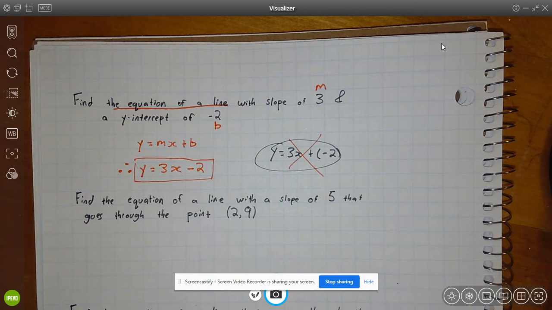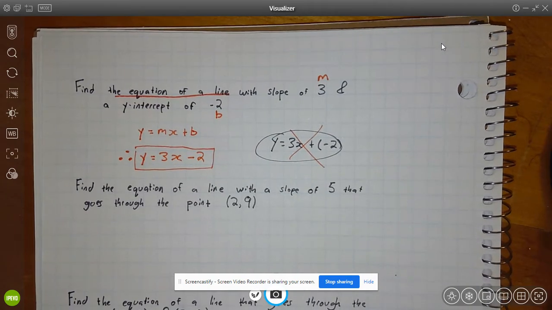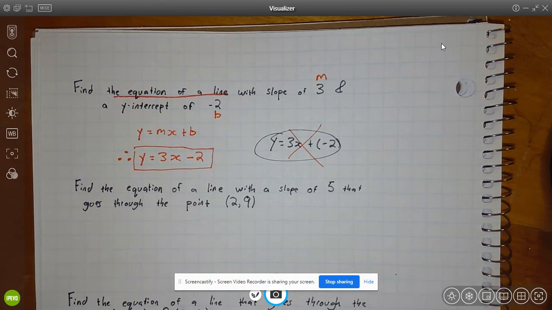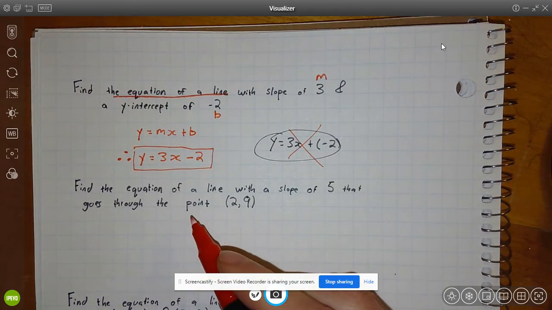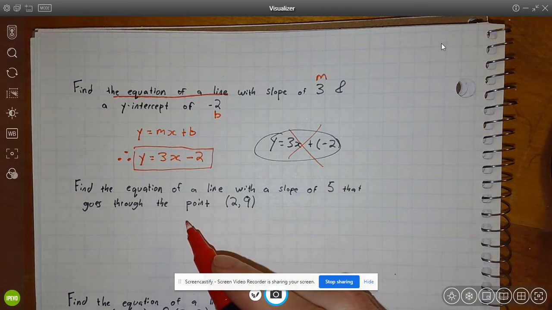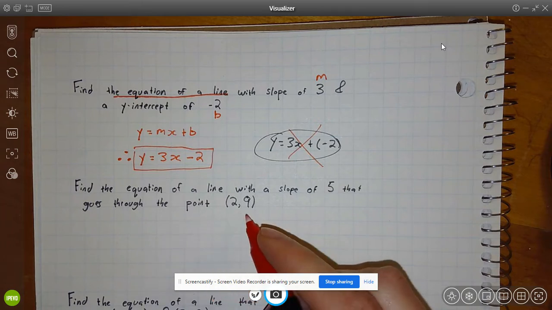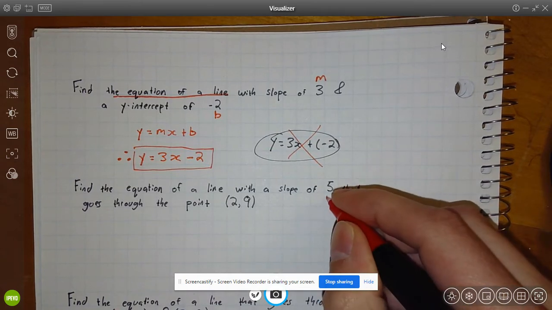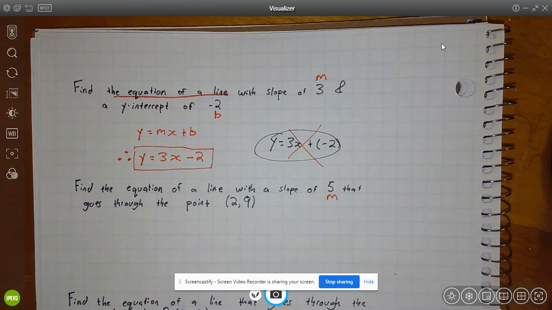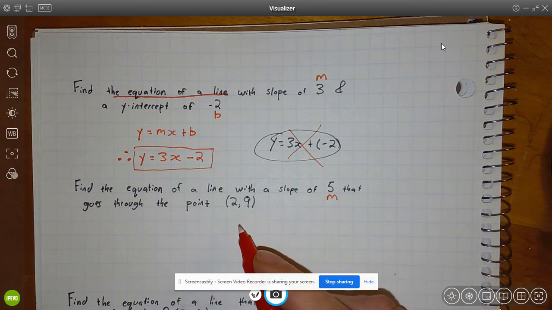However, we're not always going to be given m and b in the question. Sometimes we'll have to do a little bit more work to find out, well, what is m and what is b? So in our next question, we're going to find the equation of a line with a slope of 5 that goes through the point 2, 9. So the challenge here is that, sure enough, I know the slope, but I don't know b. I don't know the y-intercept right away. I just know some other random point on the line.